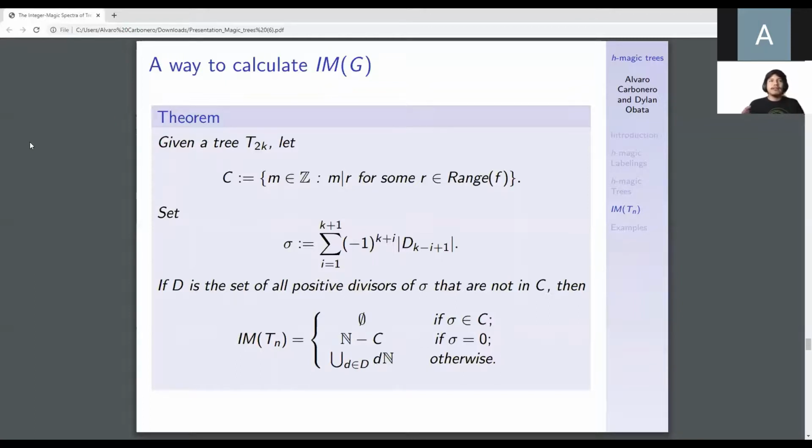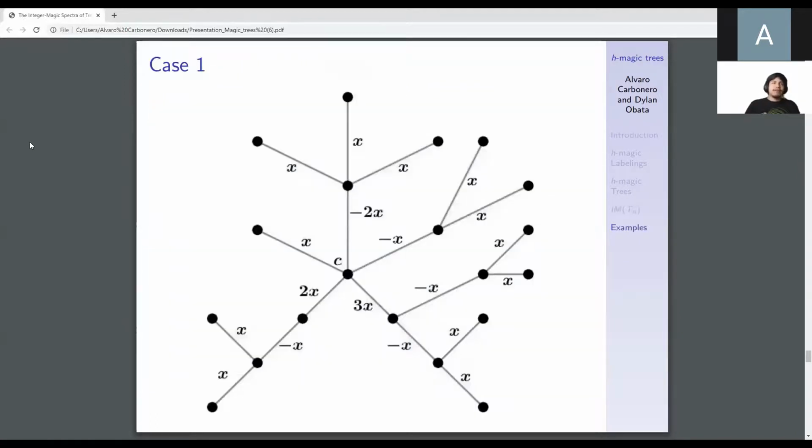And this theorem might look complicated, but it's not really that complicated once you use it. So let's see some examples, and also to see how useful it can be. We're going to see this tree, and this tree, I know it's really complicated, right?